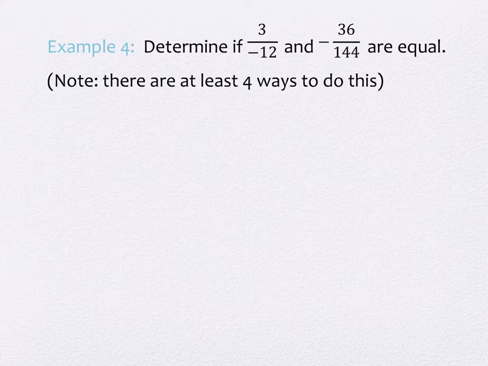The first problem we're going to do with this kind of idea is 3 over negative 12 and negative 36 over 144. Let me first say something about this negative. Just put it somewhere. Put it on the top, put it on the bottom, it doesn't really matter. To be perfectly honest, the numbers are both negative, so I can ignore them. I know they're the same sign. What I really am trying to figure out is if 3 over 12 and 36 over 144 are the same. Does that make sense?